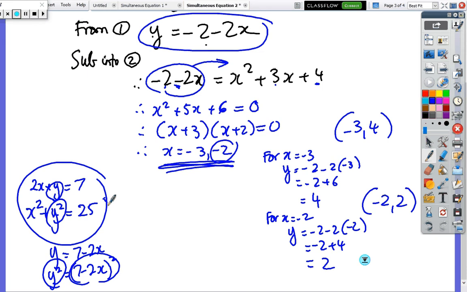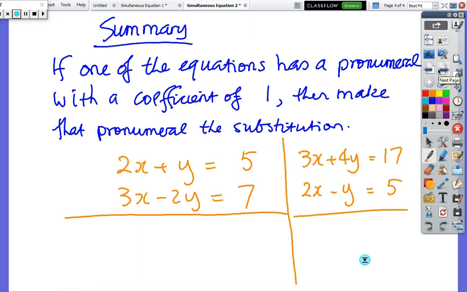So we probably won't do those sort of questions there, but you might have to do parabolas. Okay, got one more page. Okay, so in summary, if one of the equations has a pronumeral, that's the letter, and has a coefficient of 1, then that's the pronumeral that you make the subject for the substitution.